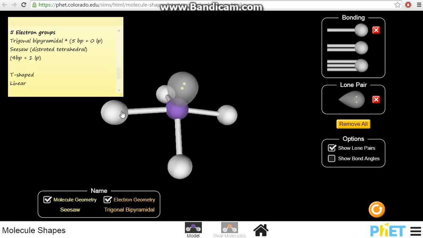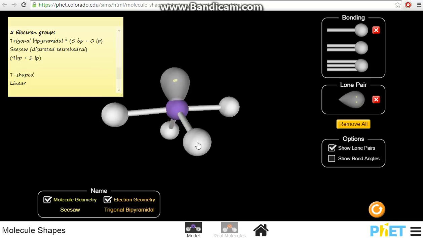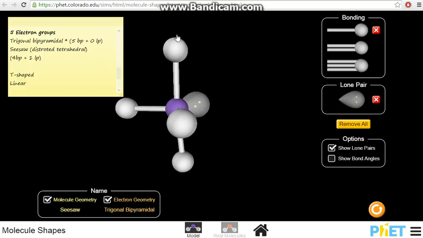It takes a bit of visualization, but you can try to see that it looks like a seesaw, right? These are the pivots, and then these are the two ends of the seesaw. So that's the molecular geometry, which we don't take into account the shape of the electron, the lone pair here. Some books you might see being called a distorted tetrahedral. So that's 4 bond pairs and 1 lone pair.